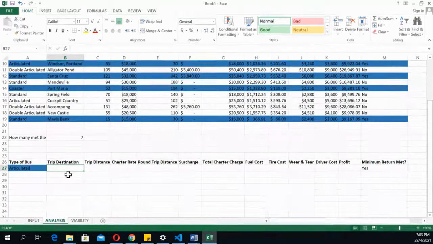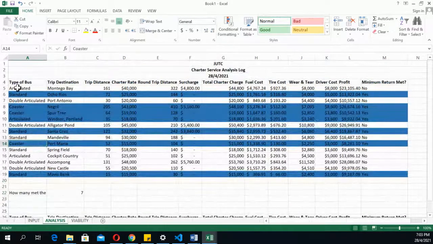All right, but you could use the surcharge earlier, though we're not going to use that. We're just going to work with the 200, the round trip distance. But just to add to what Michael was saying, if you think about it, can you be an articulated and a coaster at the same time?